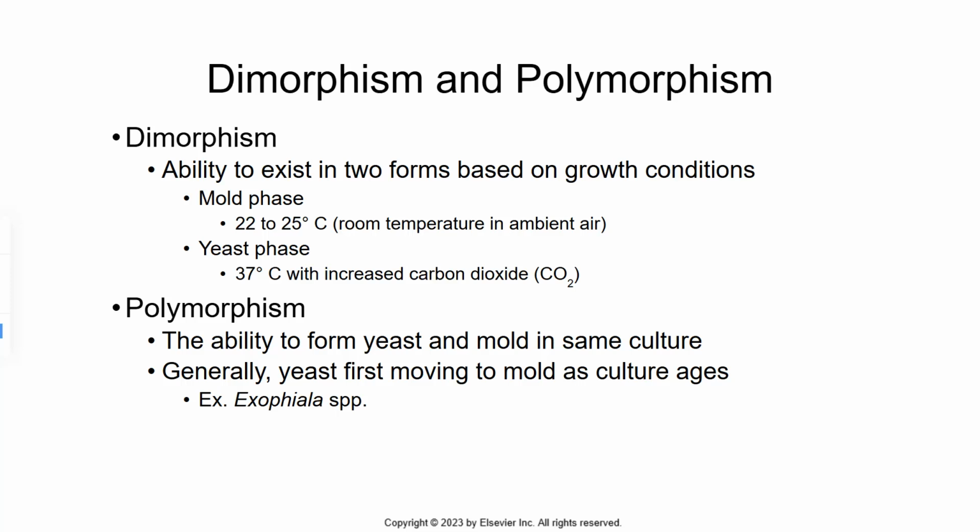Polymorphism is the ability to form yeast and mold within the same culture. Generally, yeast is first produced and then it eventually turns to mold as the culture gets old. Exophiala species are one of those species that does this.